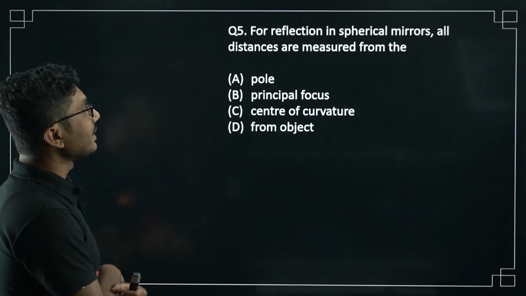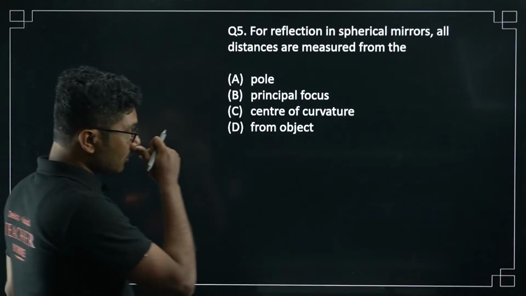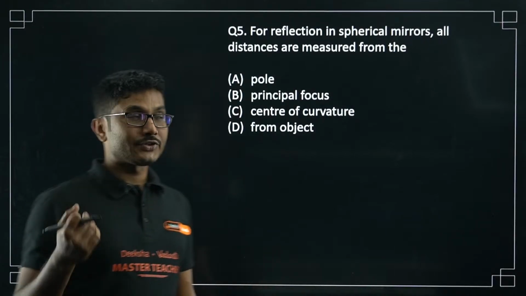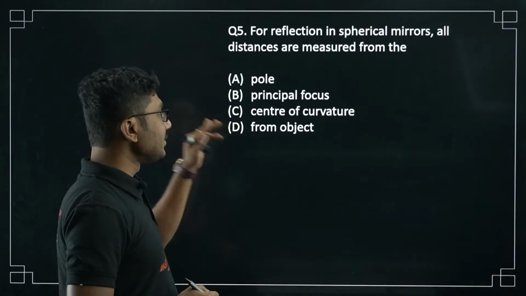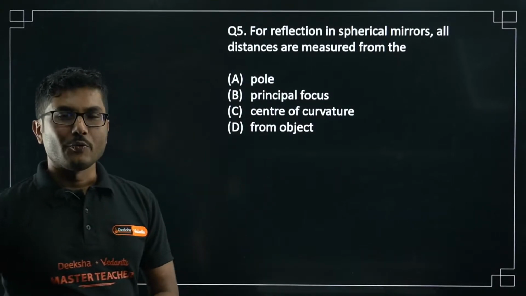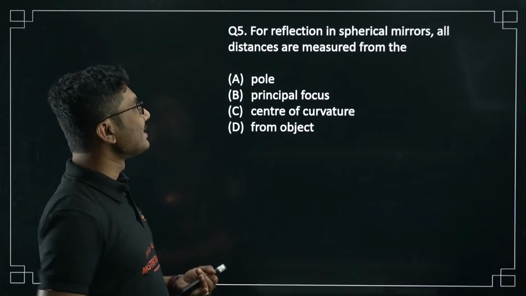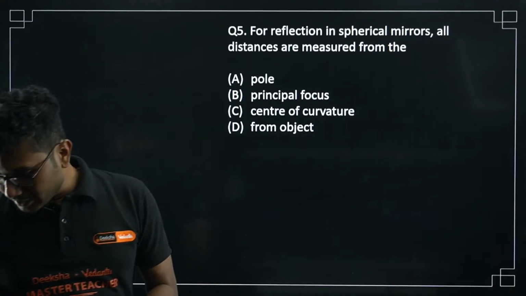For reflection in spherical mirrors, all distances are measured from, so this is based on the sign convention of mirrors. So distances are measured from pole, principal focus, center of curvature, or from the object. From where do we measure the distances? All the distances, object distance, image distance. From where should we measure the distances?